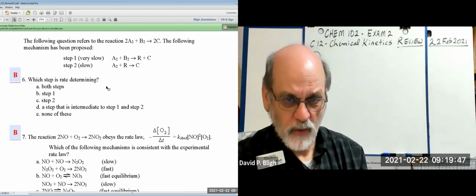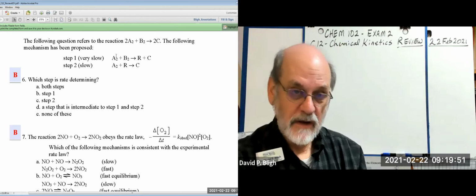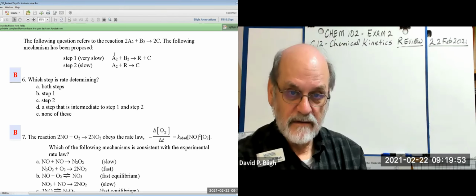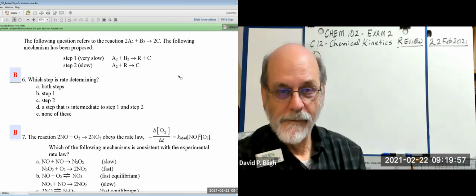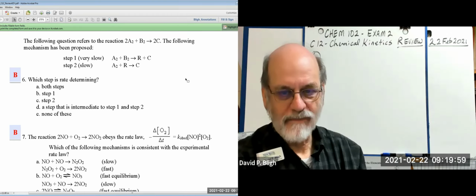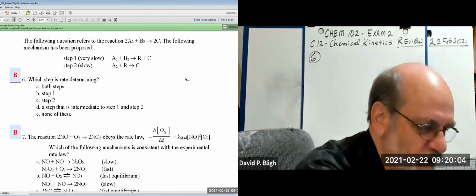Now we could do a lot more with this. Or we could write an expression for the rate equation based upon that one right there. But that's not the question. So we've answered the question and we're going to move on.